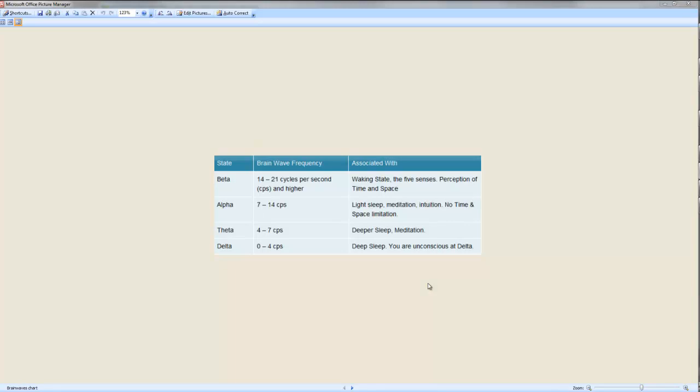So getting into alpha and theta really helps. If you drop the brainwave frequency, you generally have less mind chatter. And when you have less mind chatter, you can be more aware of the present moment. You can be more in touch with your feelings.